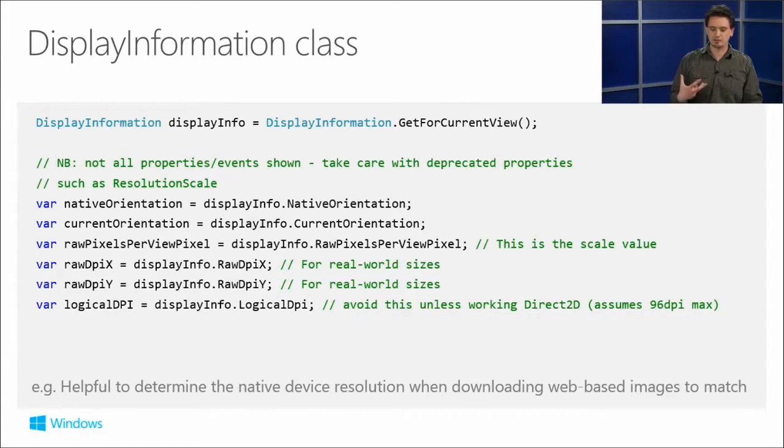And so we could take the raw DPI, do a little bit of math, and say, oh, you're looking for a 9-penny nail or a particular screw, and you could actually take a size on your device and say, I want an inch. Show me what an inch looks like on this device. The last one we have here is logical DPI. And the logical DPI is something we're going to want to avoid unless we're working in something like Direct2D that assumes the max DPI available is 96. And so it's something we just generally are going to want to avoid using.